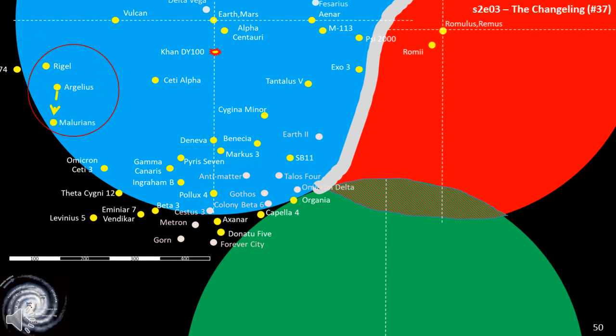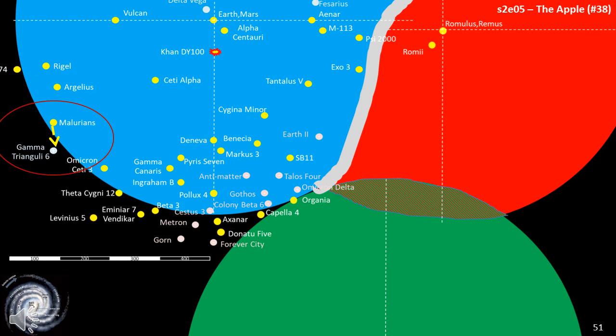In the episode Changeling, the Malurians are destroyed by Nomad. I really have no idea where this could be, so I've placed it close to the Enterprise's last position, which was a wild guess. There is a lot of guesswork in this. In The Apple, Gamma Trianguli 6 is encountered. I need to go over to the Romulan border in a later episode, so we'll move up north and towards the Romulans.